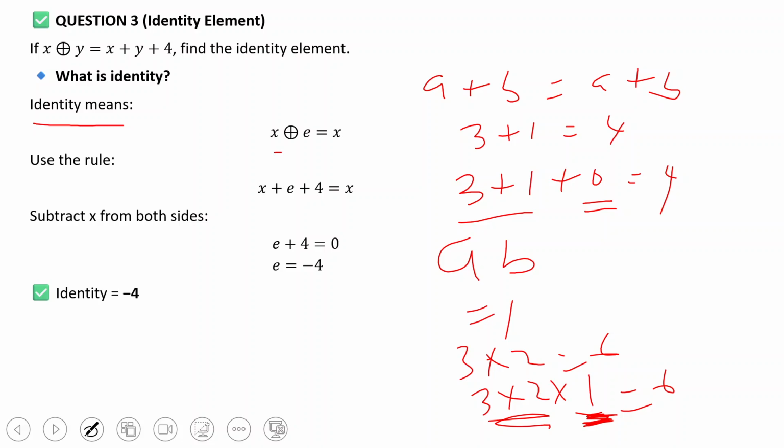So, we have a question here. It says x second plus y is equal to x plus y plus 4.